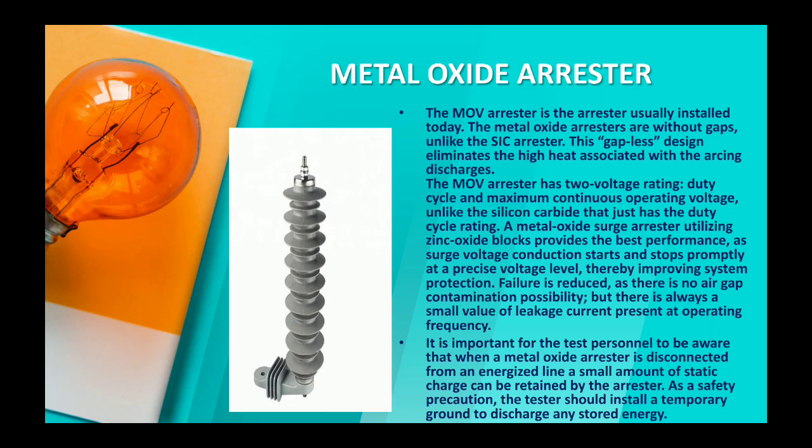It is important for the test personnel to be aware that when a metal oxide arrestor is disconnected from an energized line, a small amount of static charge can be retained by the arrestor. It is very dangerous, so there must be a safety precaution. As a safety precaution, the tester should install a temporary ground to discharge any stored energy. So a temporary earthing must be provided to discharge the stored energy.